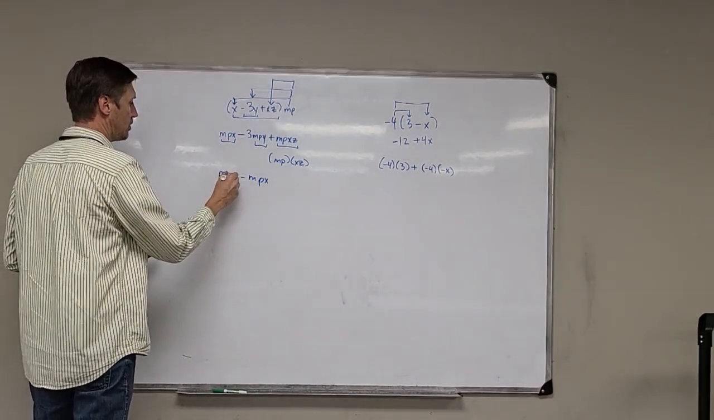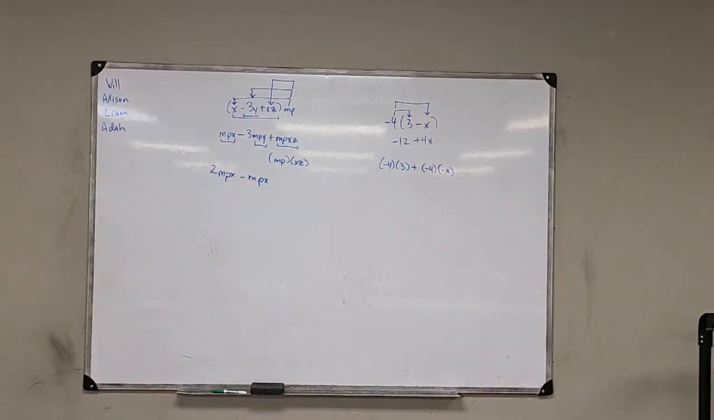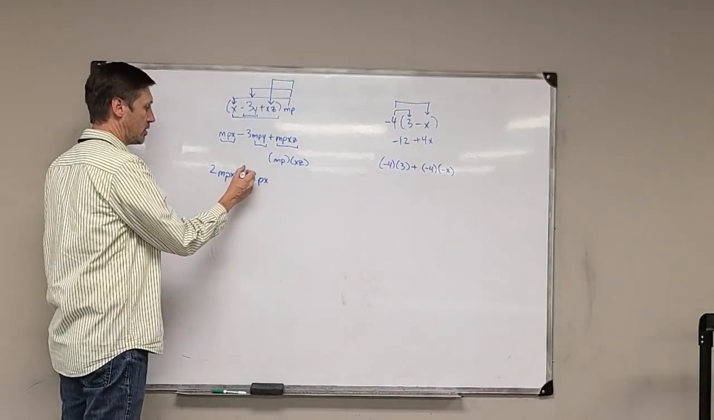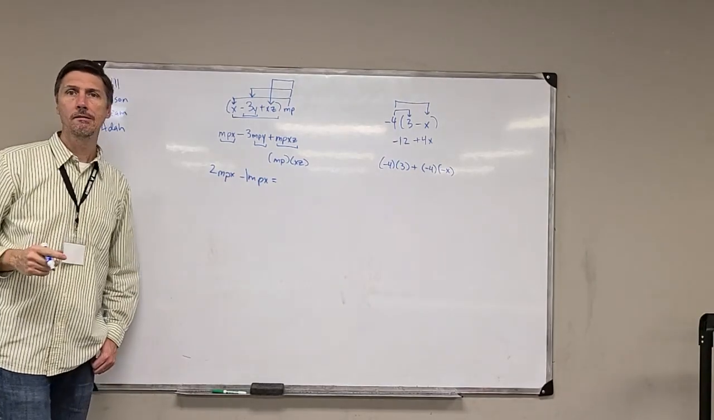And so as long as you have like terms, I'll put a coefficient of 2 on the front of that, you can add or subtract those terms, right? And so 2 MPX minus, this is an understood 1 MPX, what would the value of that be? Does anybody know?